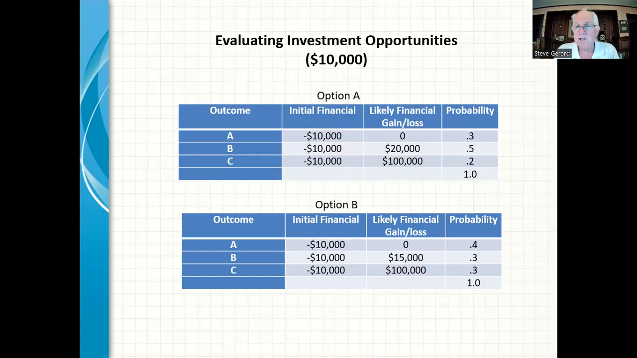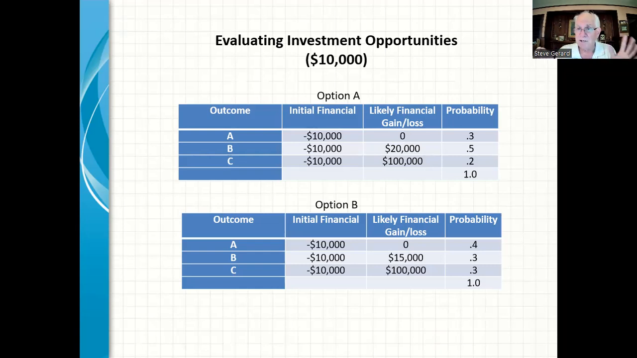Outcome B is you might get $20,000 back, and there's a 0.5 probability of that. In outcome C, you get $100,000 back, and there's a 0.2 or 20% chance of that. Now, again, I note the probabilities on the right add up to 1.0. They always have to.